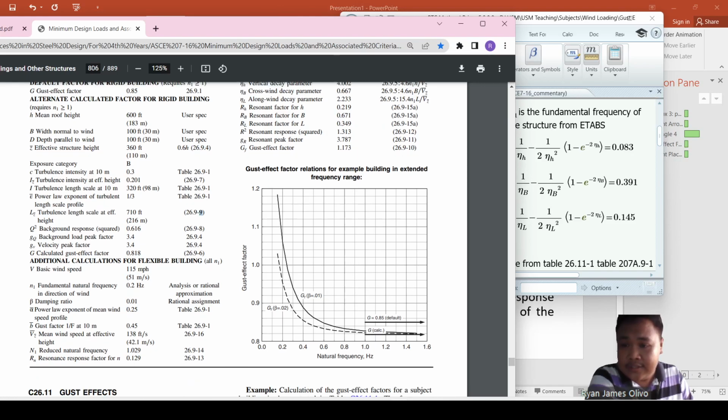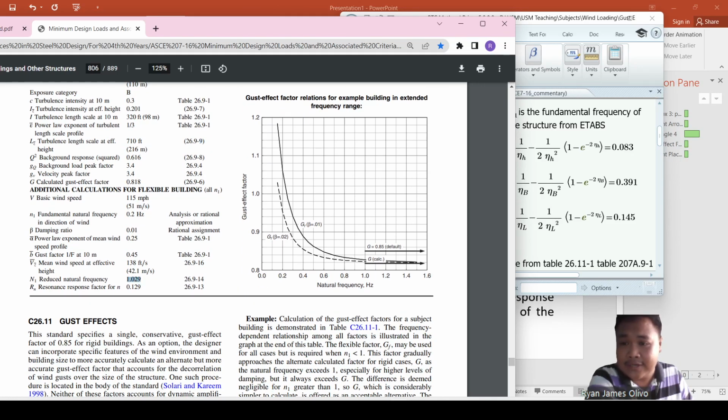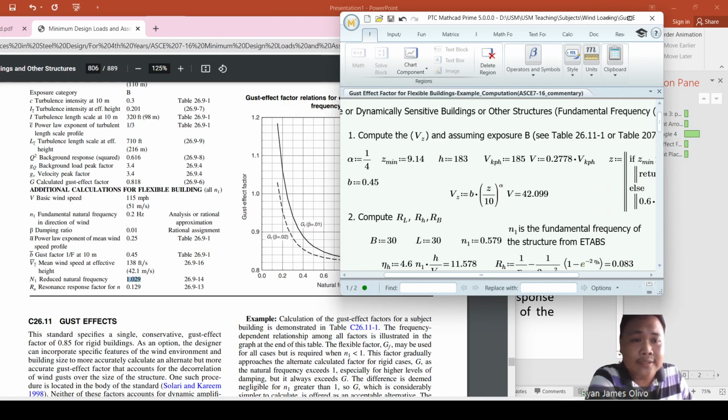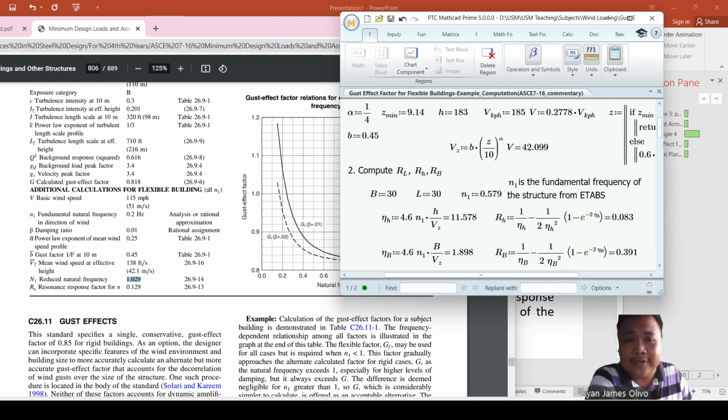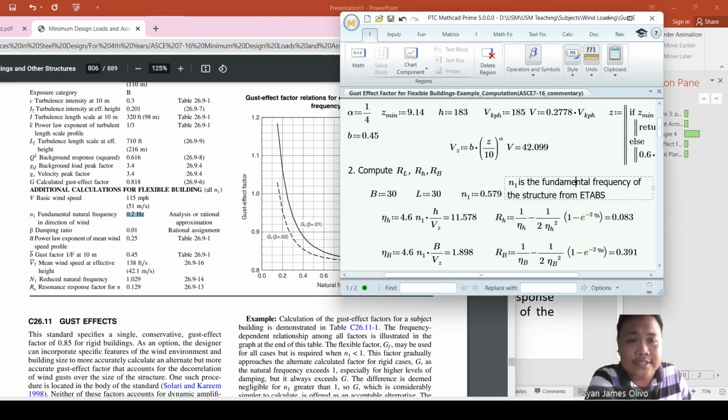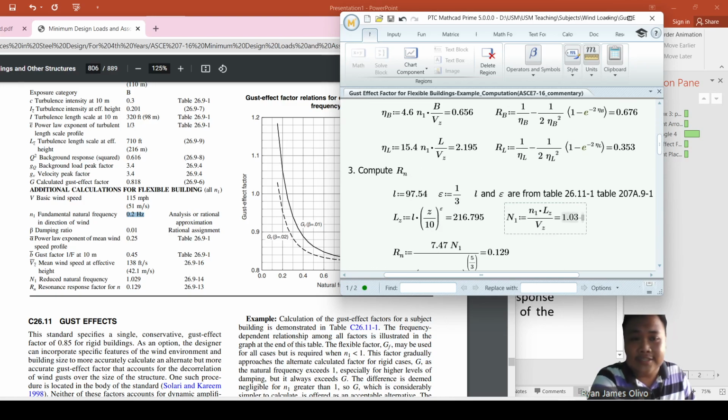So let's try to check our reduced natural frequency. We didn't change the natural frequency. Our fundamental frequency is 0.2 hertz. I did not bother to change it. The 0.579 is from the ETABS. So 0.2. Then let's check. That's right. Our reduced natural frequency now is 1.03.